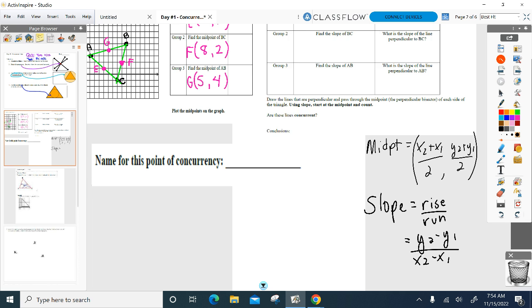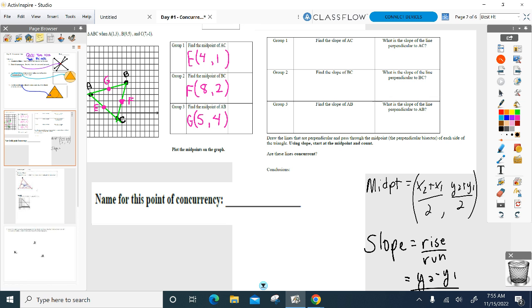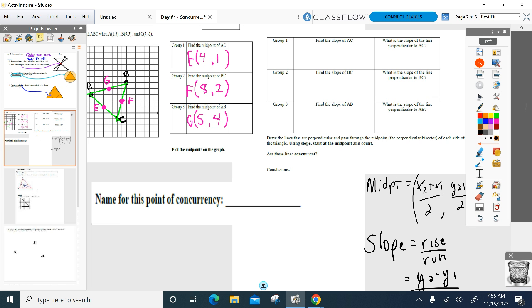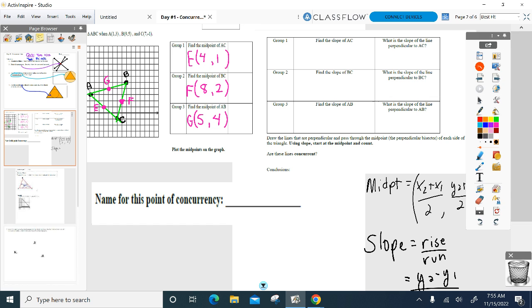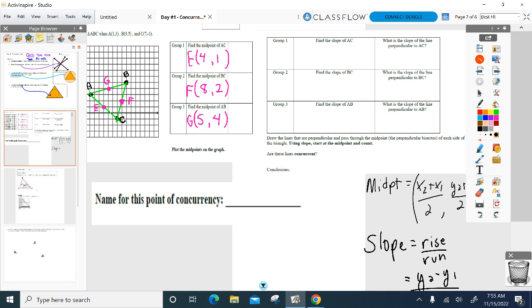All right, fill in your chart for me. Fill in your chart. All right, group one, what did you find the slope of AC was? Negative 2/3. Negative 2/3 looks good to me.